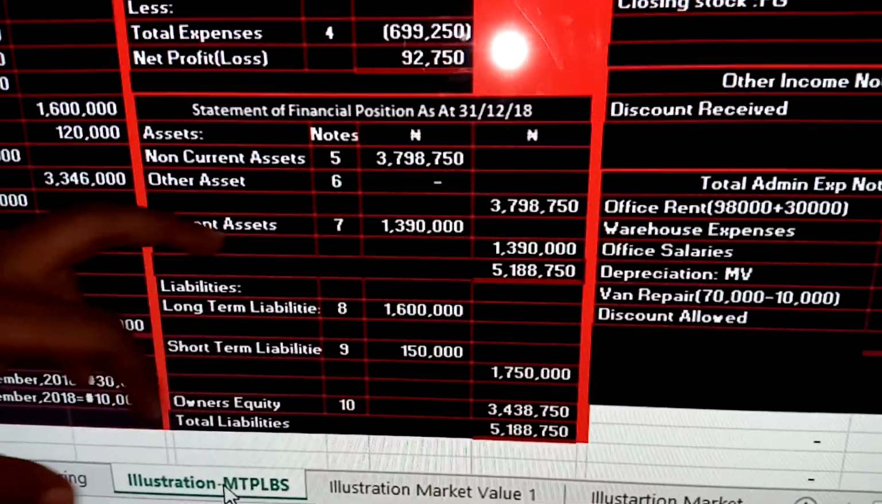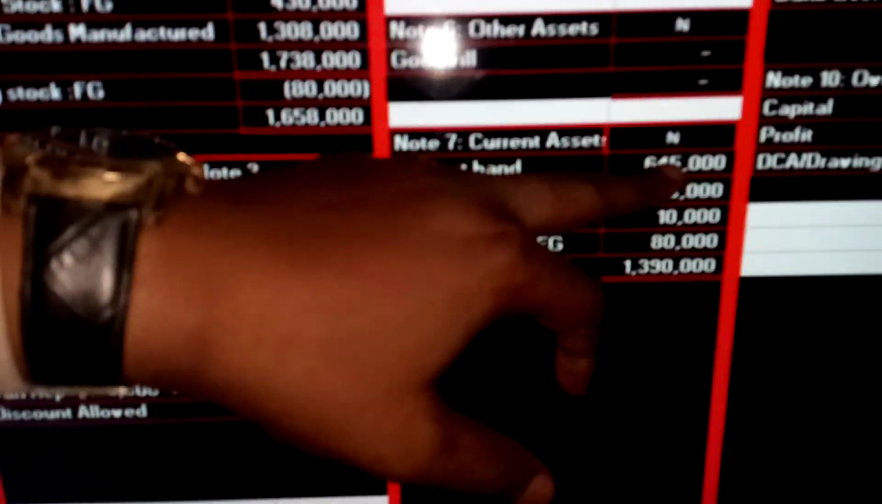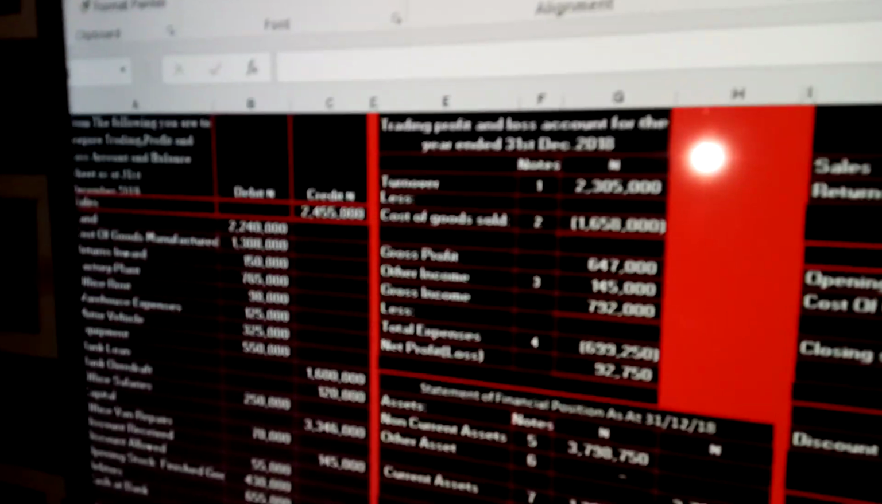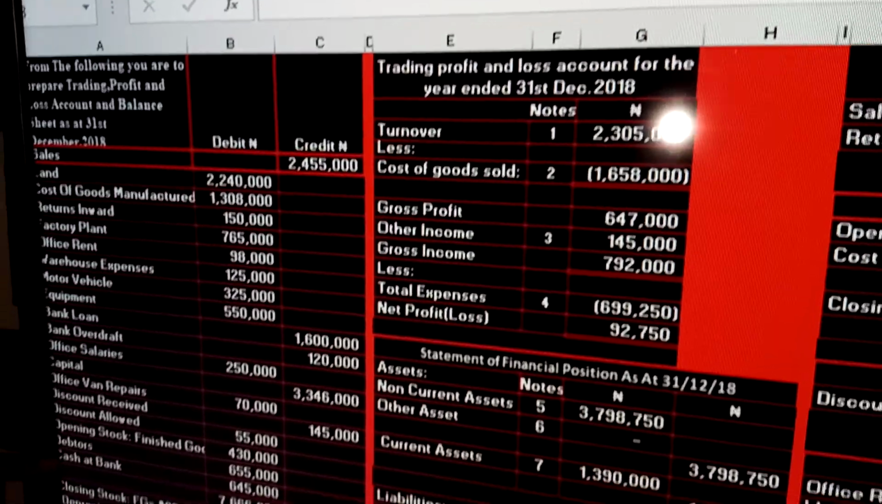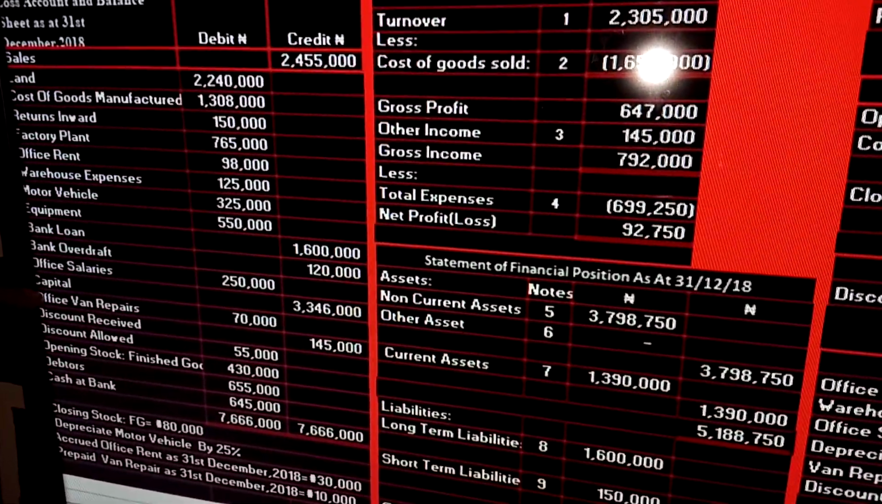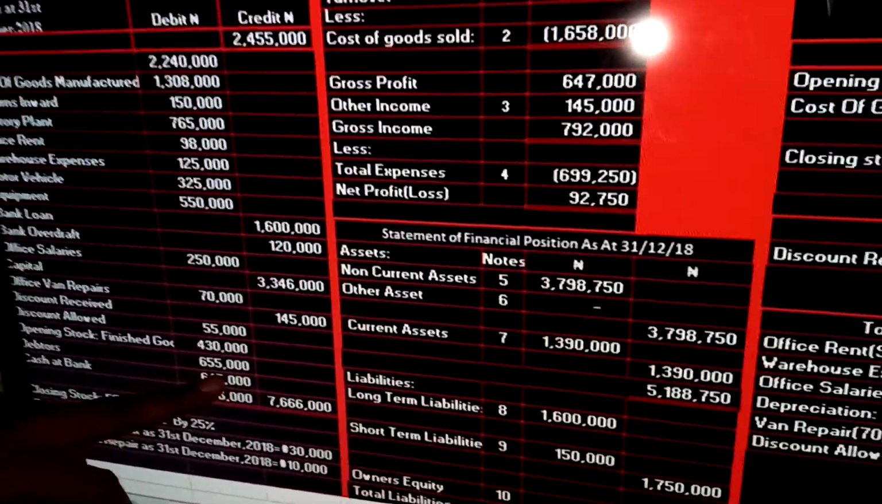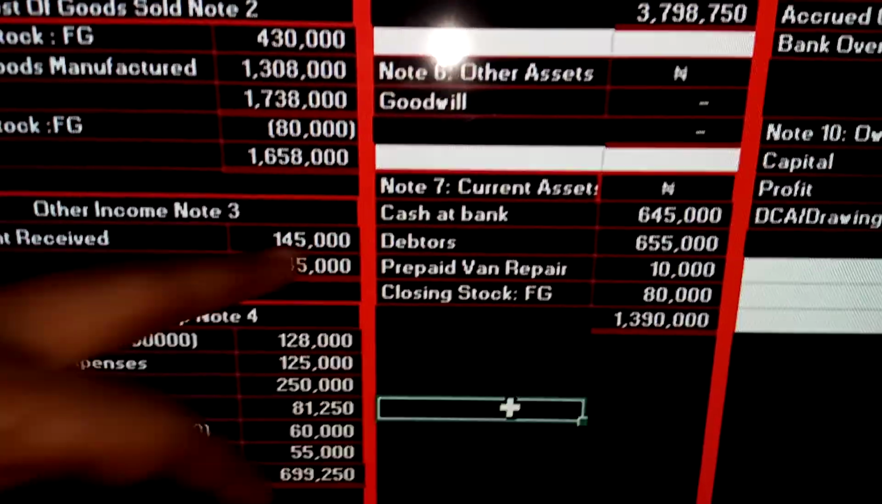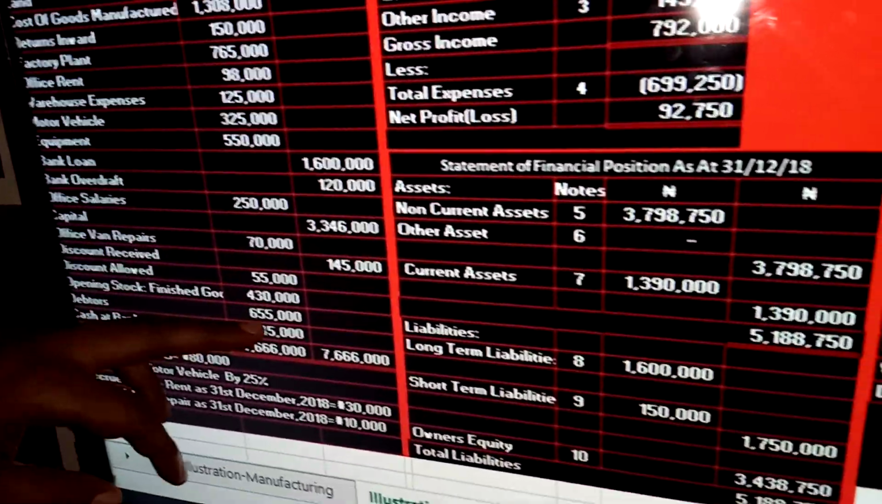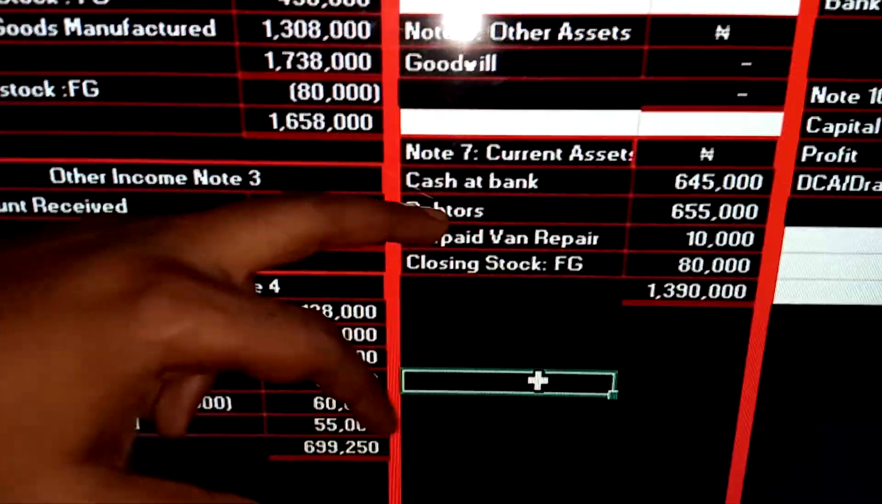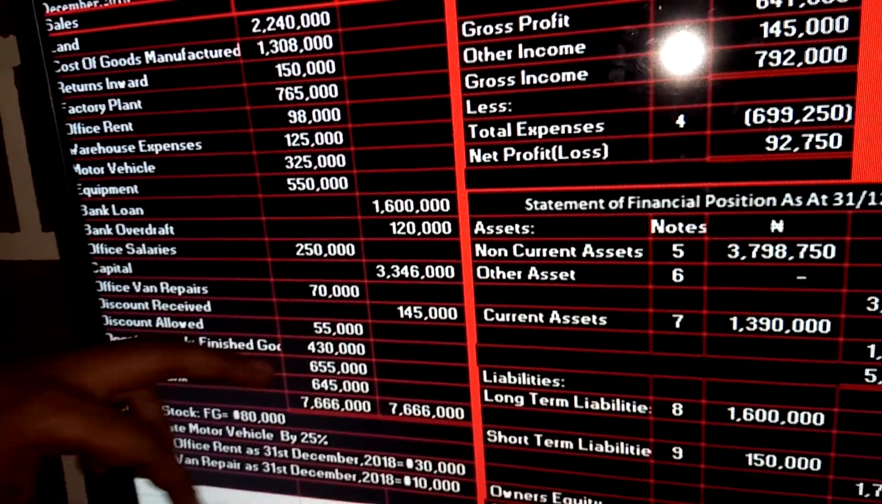The next one, we have current assets. Note 7. Look at the current asset items here. Cash at hand, 645. It's in the question. Where do you have it? Cash at bank. Okay. So we have cash at bank, 645,000. It's in the question. Look at it, 645,000. The next one, we have debtor, 655,000. Where is it? Debtor, 655,000.